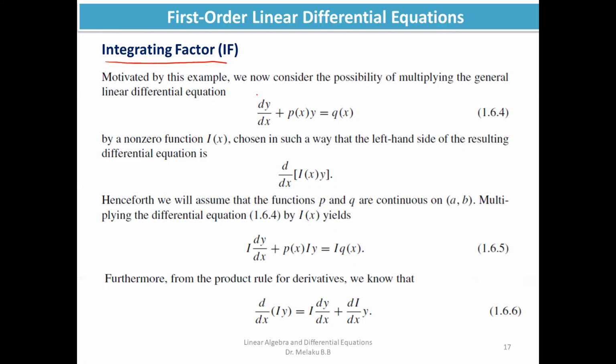So just consider the example we have said, and it was of this type. We now consider the possibility of multiplying the general linear differential equation this way: dy/dx + p(x)y = q(x). This is the first order linear differential equation that we have. We are going to multiply both sides by a non-zero function, say I(x), chosen in such a way that the left-hand side of the resulting differential equation will be of this type: d/dx of I(x)y.